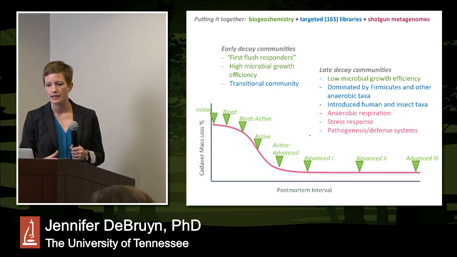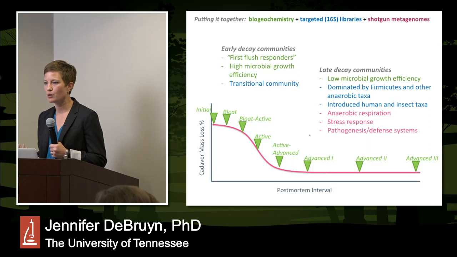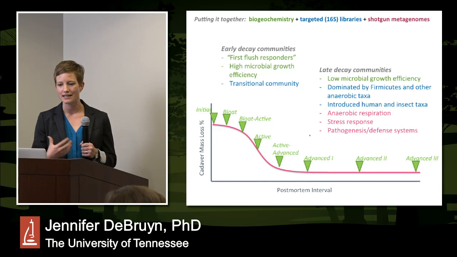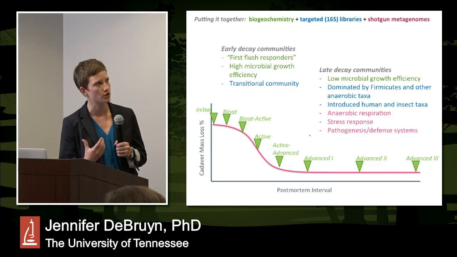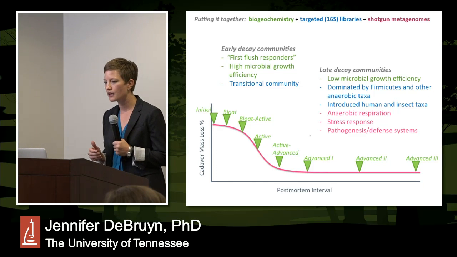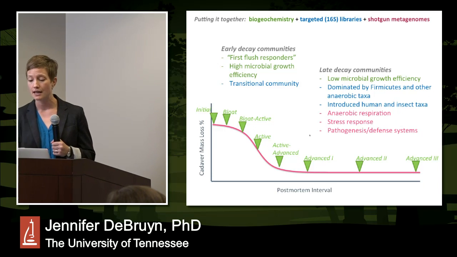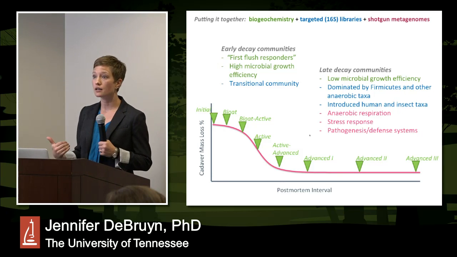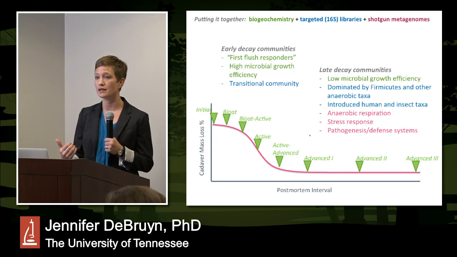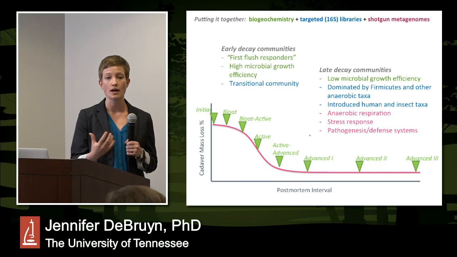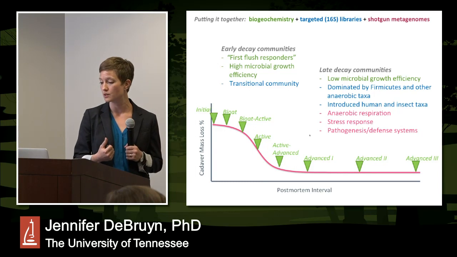So we're starting to put together a picture of what our decomposer communities look like, and we're combining data from biogeochemistry, which I showed at the very start of the talk, some targeted metagenomic approaches where we specifically look for taxa, as well as shotgun metagenomic approaches where we look for functional genes as well to try and get a picture of what these organisms are doing.